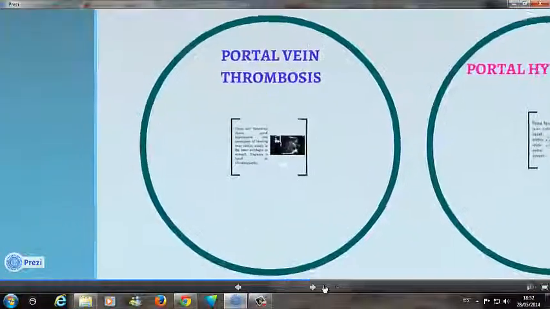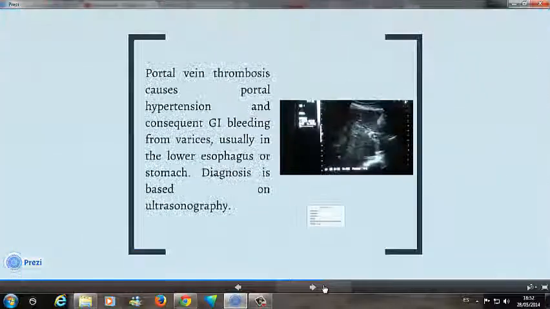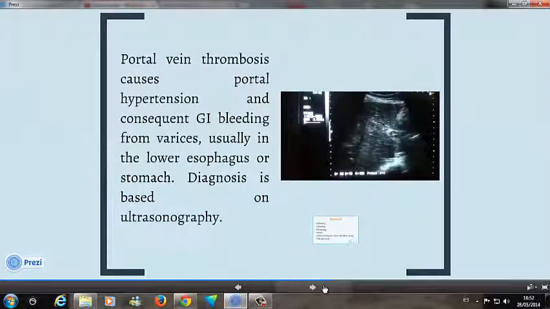Disease: portal vein thrombosis. Portal vein thrombosis causes portal hypertension and consequent bleeding from varices, usually in the lower esophagus or stomach. Diagnosis is based on ultrasonography.